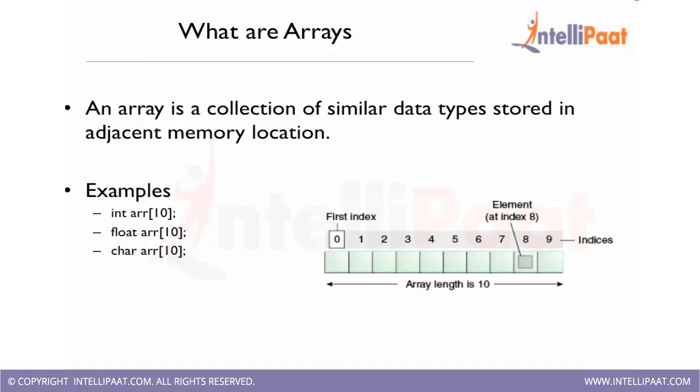So how are arrays represented in memory? Arrays are a collection of similar data types which are stored in adjacent memory locations. This is how arrays are stored in memory, in a continuous memory location with similar data types. For example, int arr[10], float arr[10], char arr[10].